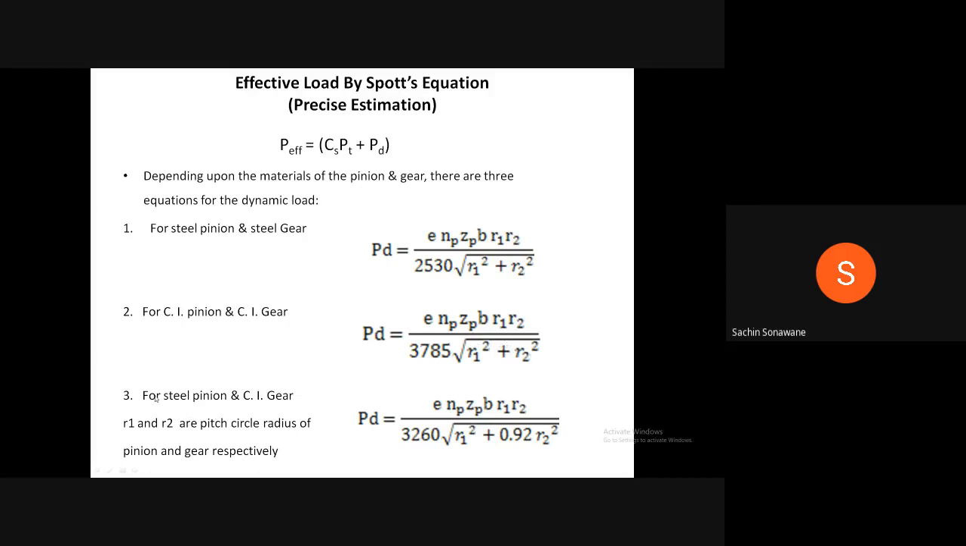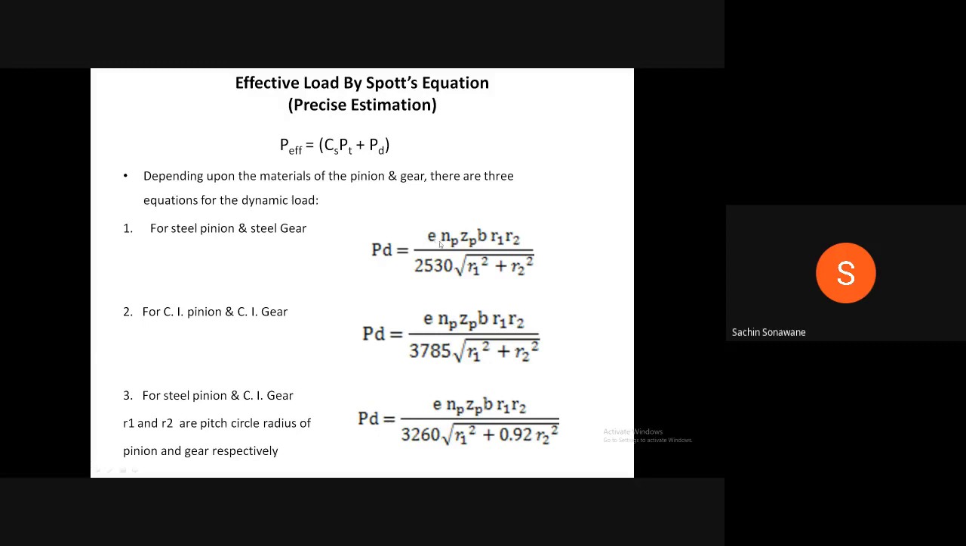And for steel pinion and cast iron gear, the dynamic load PD is equal to E N P Z P into B R1 R2 divided by 3260 into square root of R1 square plus 0.92 R2 square. Now you may be thinking what is meant by E, N, P, Z, P, B, R1, R2. Therefore, I will explain. E is nothing but total error, where E is equal to EP plus EG, that is, error in pinion plus error in gear is equal to total error.